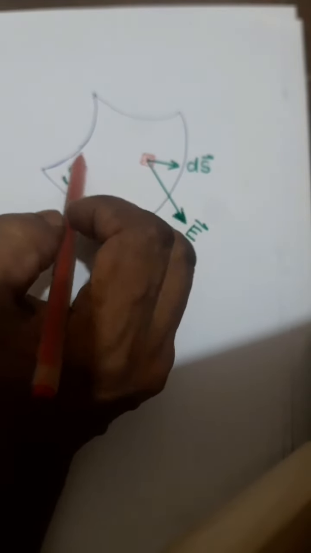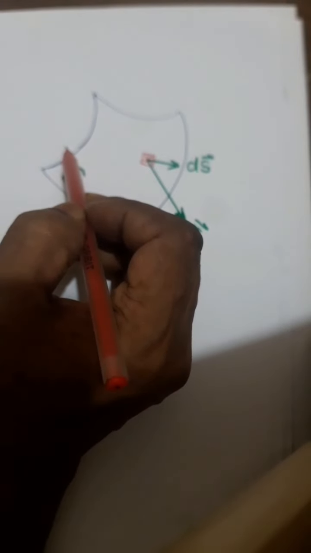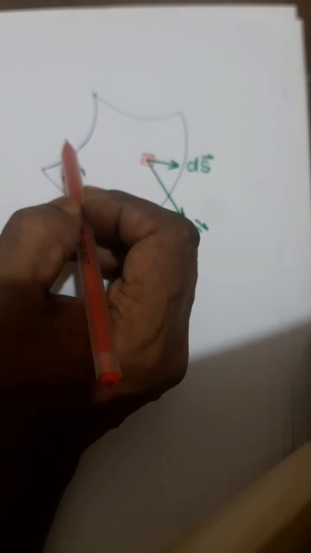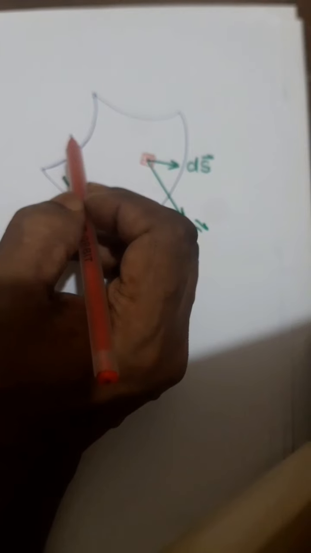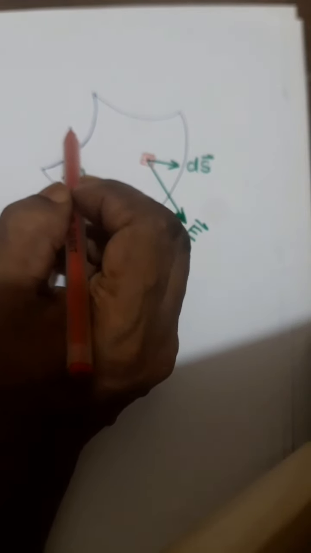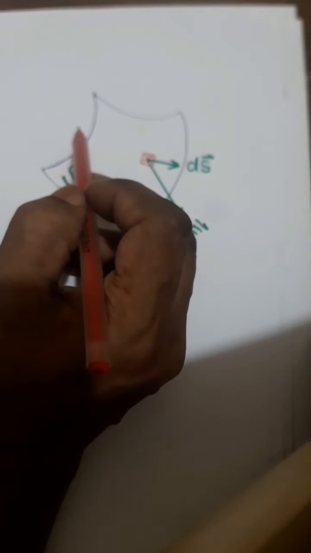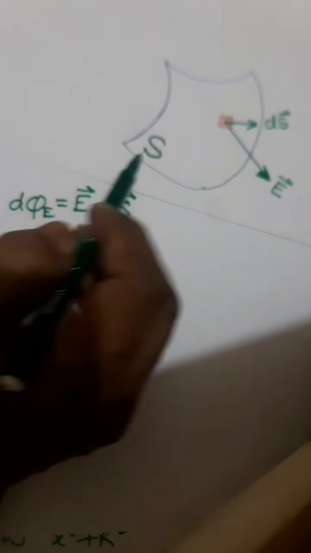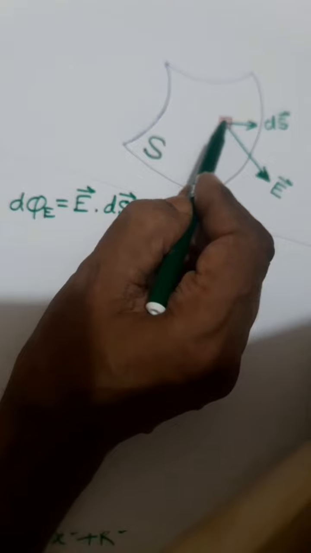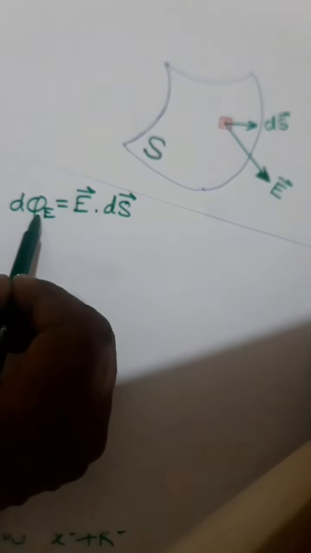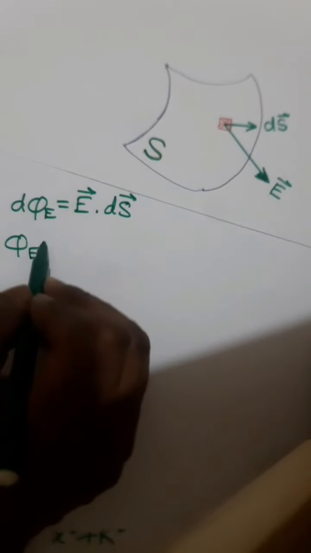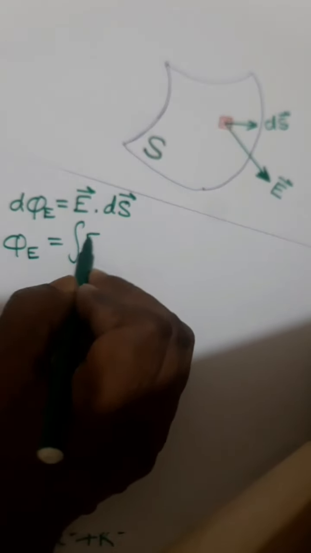If the surface is not plane, if the electric field is not uniform, then the surface is divided into a large number of small surfaces. These small surfaces are called differential surfaces. These surfaces are plane. The electric flux of such a differential surface is d phi E equal to E dot ds, and the total electric flux of the surface is phi E equal to integration E dot ds.